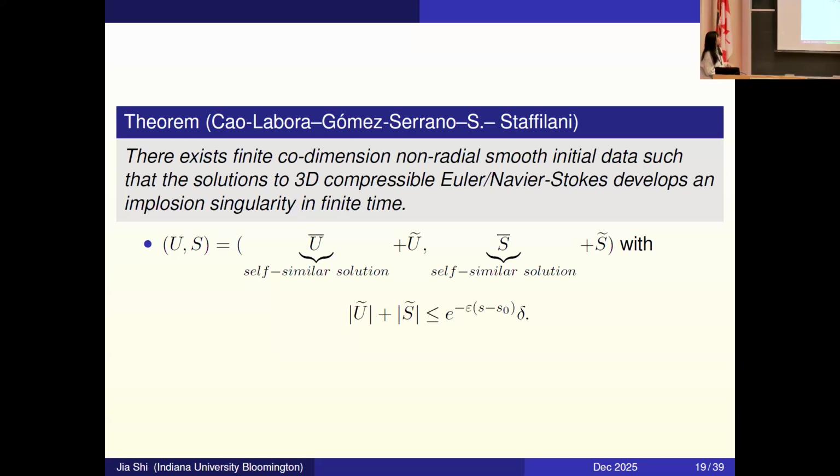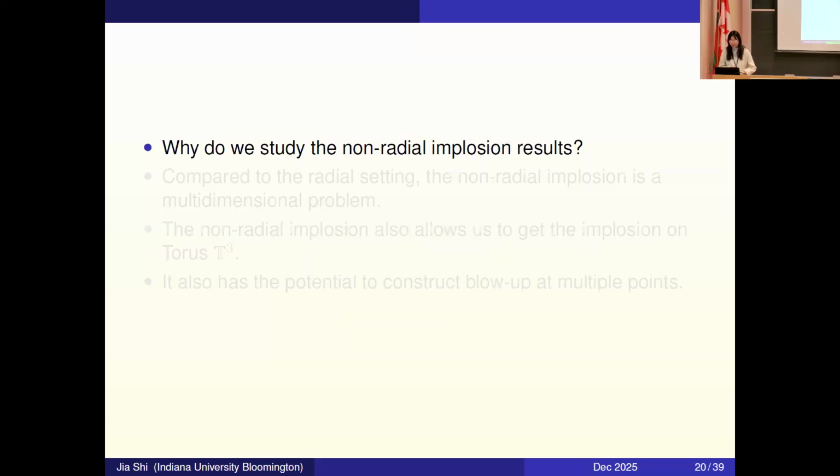So there exists finite codimension, non-radial smooth initial data such that the solution to the 3D compressible Euler and Navier-Stokes develops an implosion singularity. So the way to do it is a stability argument, and show that this perturbation can always be controlled if you modulo this finite codimension, possibly unstable mode. But still, no one has proved there exists an unstable mode yet, but people guess that is the case, and there are numerical results.